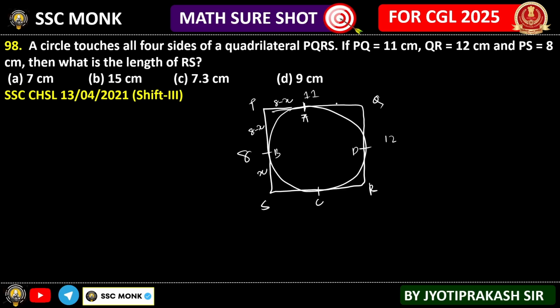So the remaining part AQ is equal to 11 minus (8 minus X), that is equal to 3 plus X. If this is 3 plus X, this will be 3 plus X. If this is 3 plus X, the remaining part will be 12 minus (3 plus X), that is equal to 9 minus X. So this will be 9 minus X. This will be X. 9 minus X plus X is equal to 9 centimeter. Answer: RS is equal to 9 centimeter.